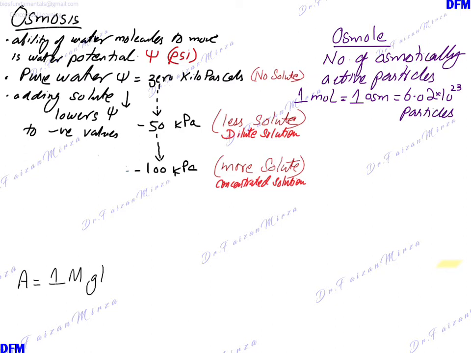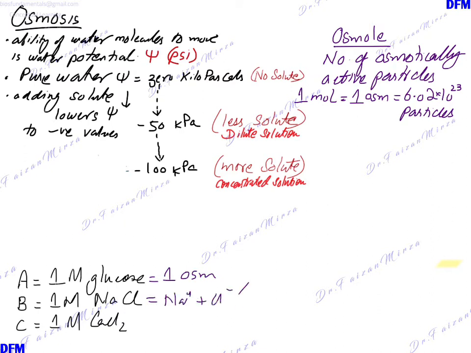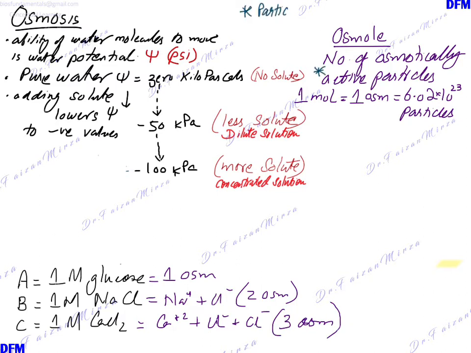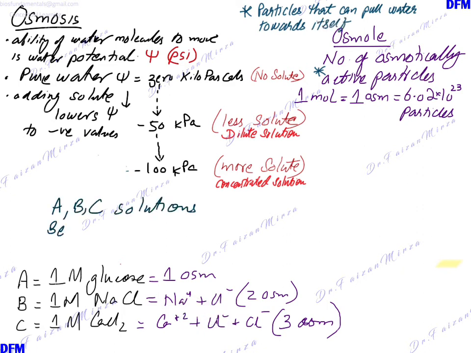Let's take an example here. We have three solutions, and all three solutions are 1 molar each: 1 molar glucose, 1 molar sodium chloride, and 1 molar calcium chloride solution. All of them have the same number of moles, A, B, and C. But they don't have the same number of osmoles, because when you dissolve them in water, glucose will not ionize, but sodium chloride will ionize to form sodium and chloride ions. So this 1 molar sodium chloride will have 2 osmoles, 1 osmole of sodium and 1 osmole of chloride.